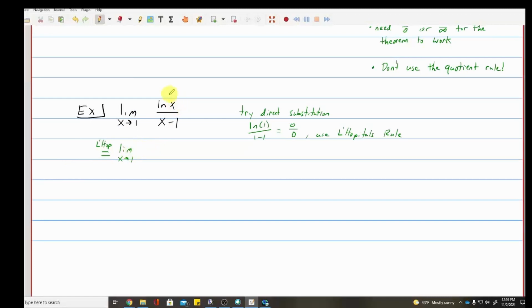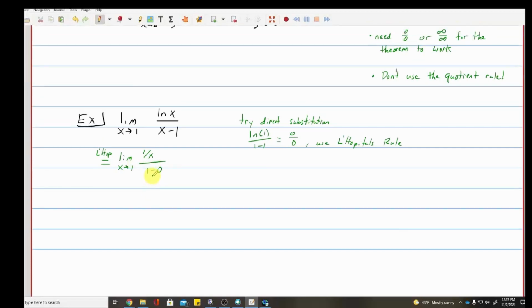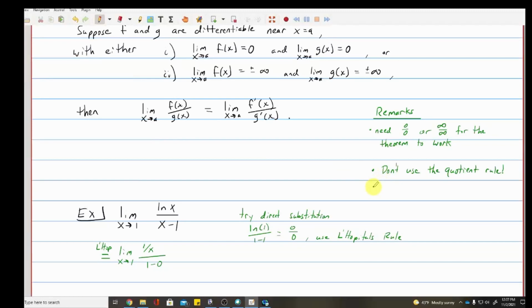So L'Hopital's rule says treat the numerator and denominator as separate functions and differentiate them. So the derivative of ln of x is 1 over x, and the derivative of x minus 1 is 1 minus 0. One of the things that you might notice here is that L'Hopital's rule doesn't solve your problem because you still have a new limit. Okay, so maybe I'll add that as a third remark. You're never done after doing L'Hopital's rule. Okay, we still have a limit that we have to evaluate.